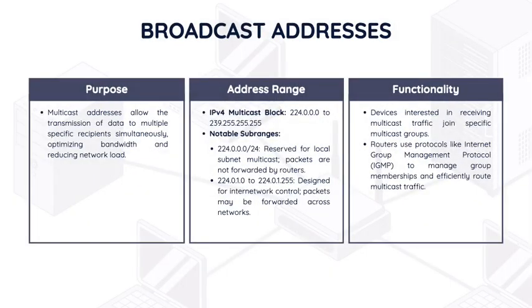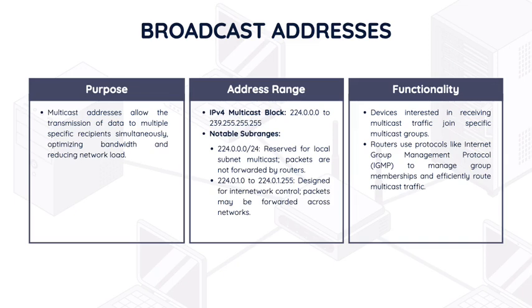Next up, we have multicast addresses. These are super useful when we need to send data to multiple devices, but not all devices. Mind you, not all devices. Multicast addresses fall in the range 224.0.0.0 to 239.255.255.255. Some notable subranges include 224.0.0.0/24, used for local subnet multicast, and routers don't forward these.